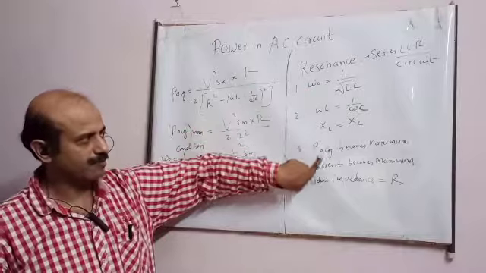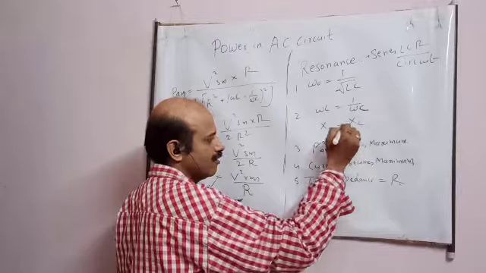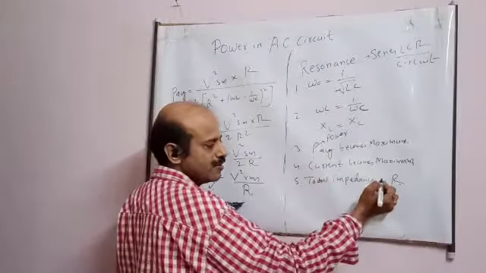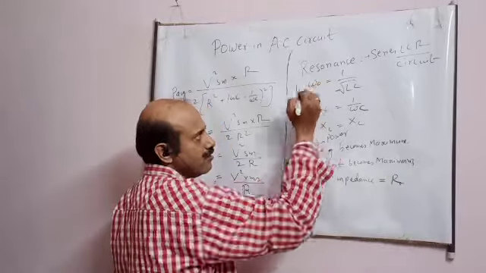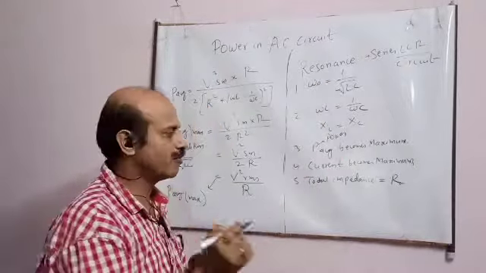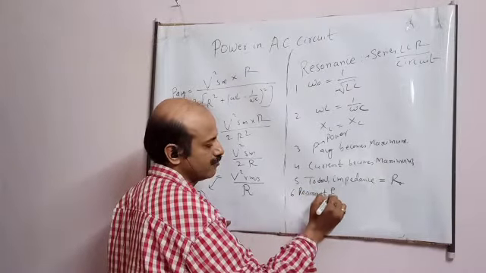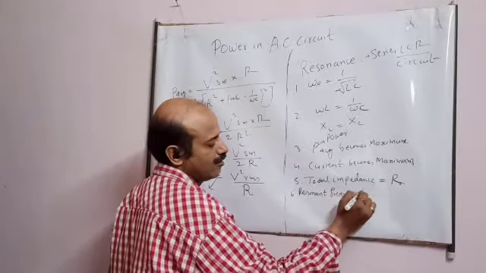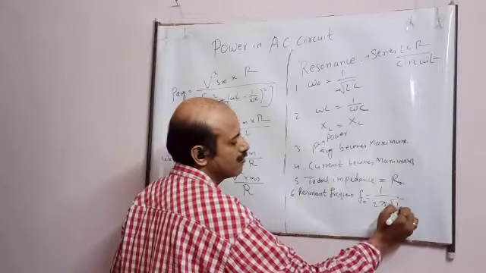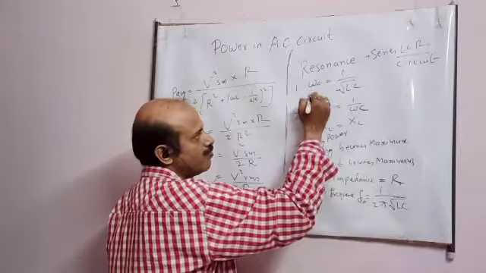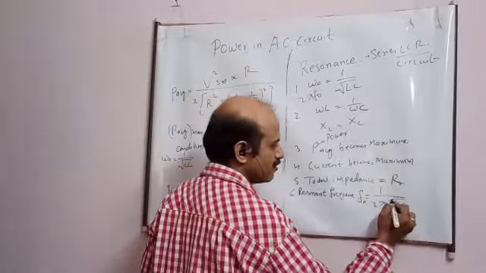These conditions: power becomes maximum, current becomes maximum, total impedance becomes equal to R. This frequency at which the current becomes maximum is known as resonant frequency. This can be also written as, student, as you know, omega is 2 pi f. Resonant frequencies.